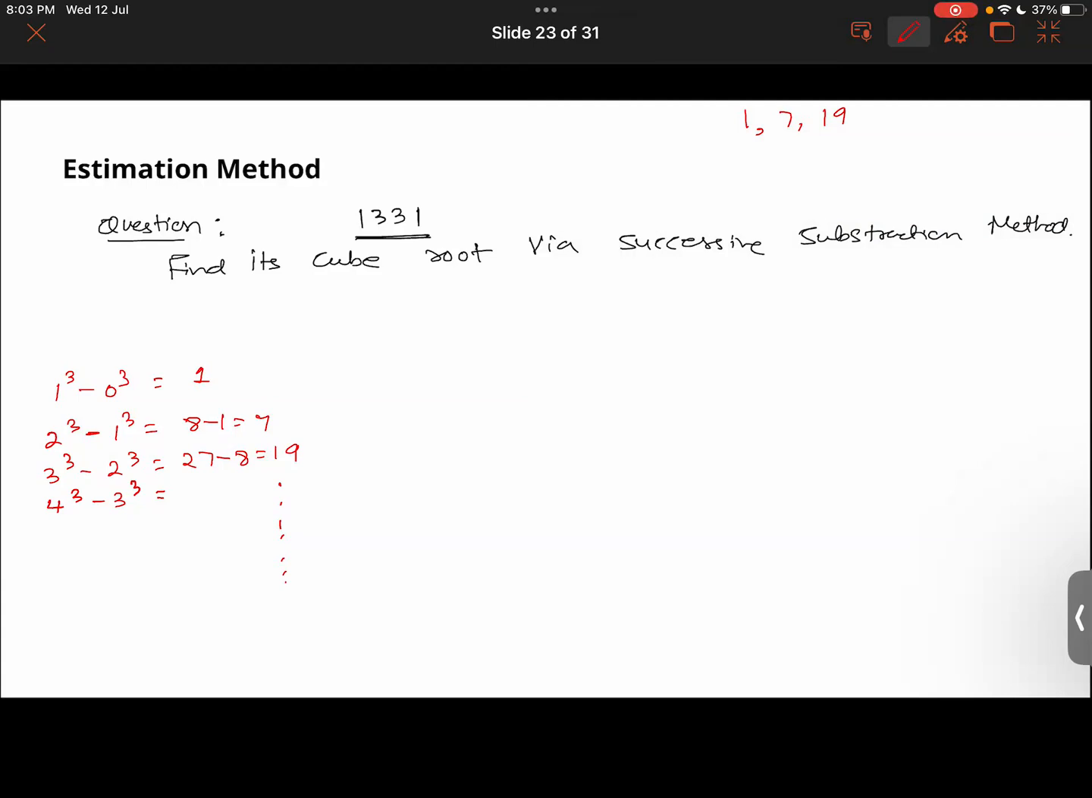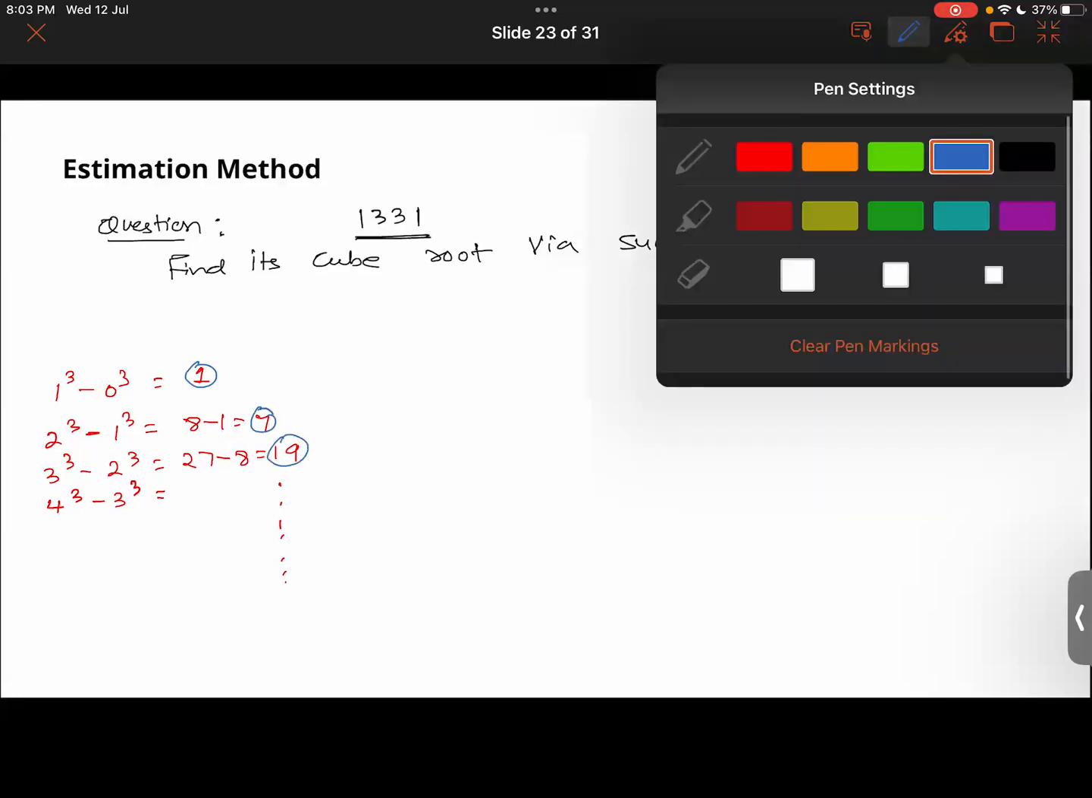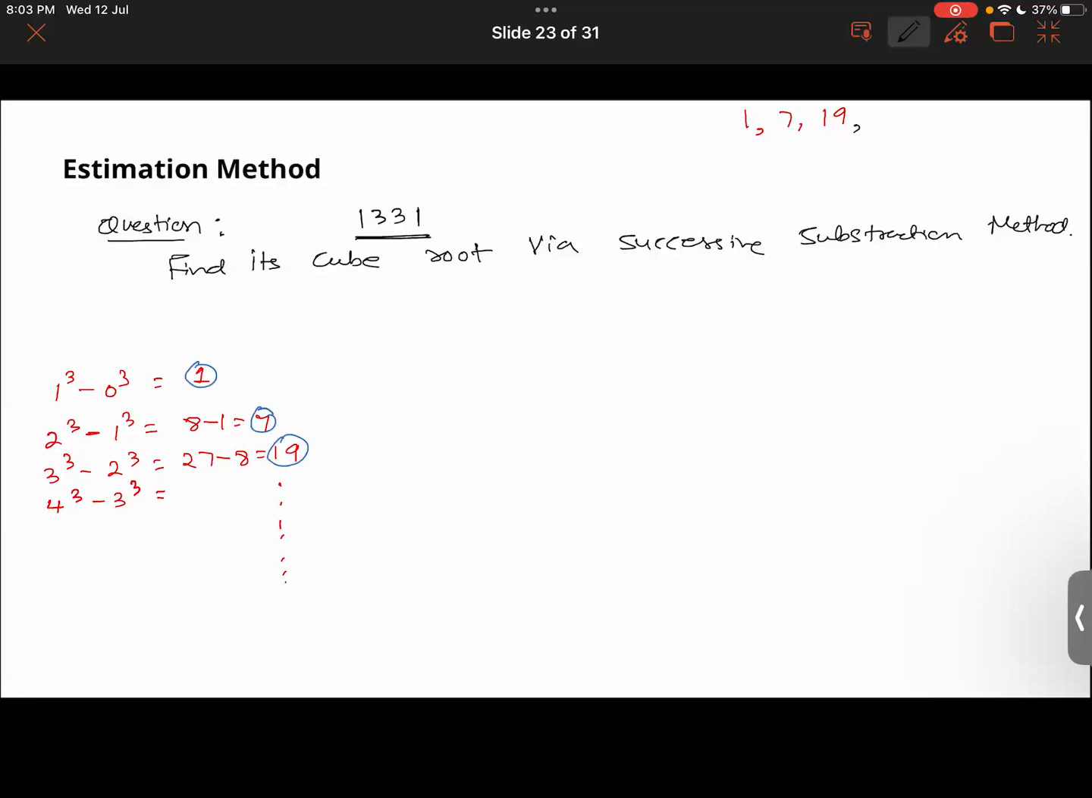First, tell me, did you get these numbers or not? Like the successive number which needs to be subtracted. What was the number after 19? Which number will you be getting? Sir, we subtracted from 127. No, not 127 here. Look, these successive numbers like 1, 7, and 19, which you were getting, which you need to subtract from this.